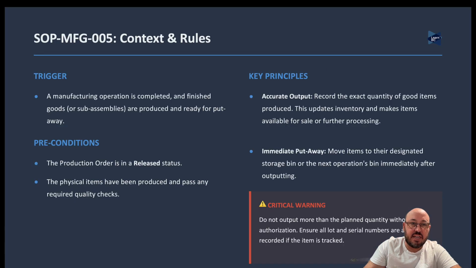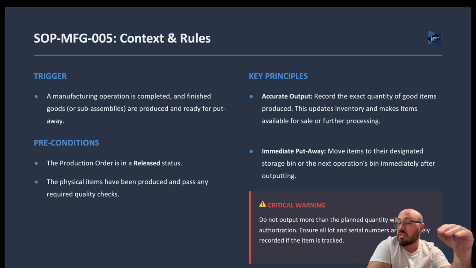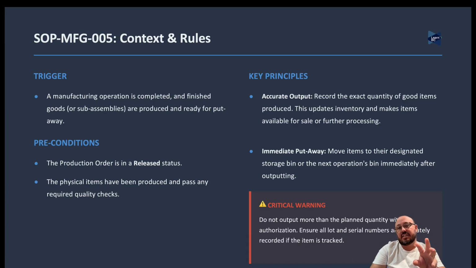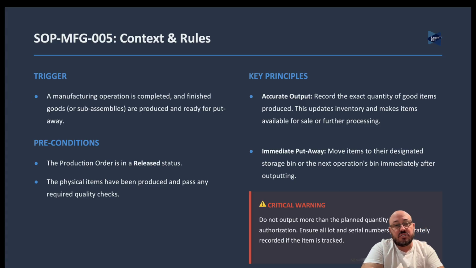better. Now, the context for output is this: a manufacturing operation is completed. So it's literally as you finish it on the floor, it is done in the system. You're running two systems in parallel: the reality of life and your software system, and you need to keep them reconciled. So a manufacturing operation is completed and finished, and goods or sub-assemblies are produced and ready to put away. The precondition is the production order is in a released status, and the physical items have been produced. So the principle here is this: accurate output.